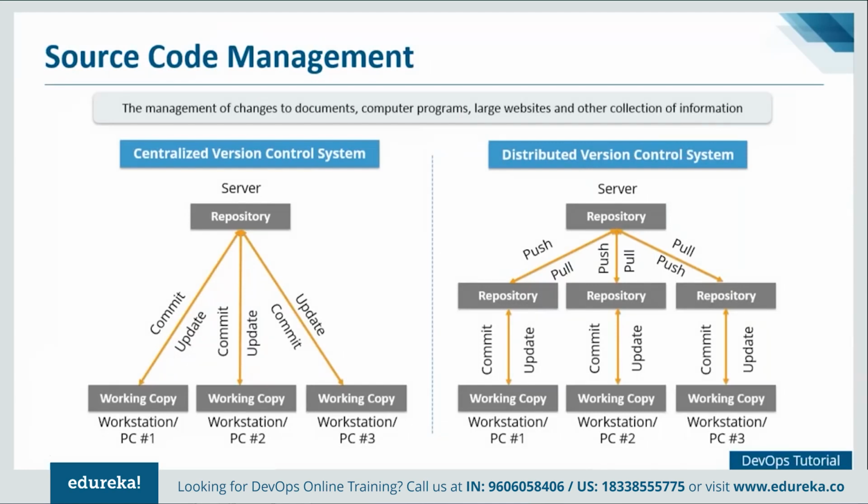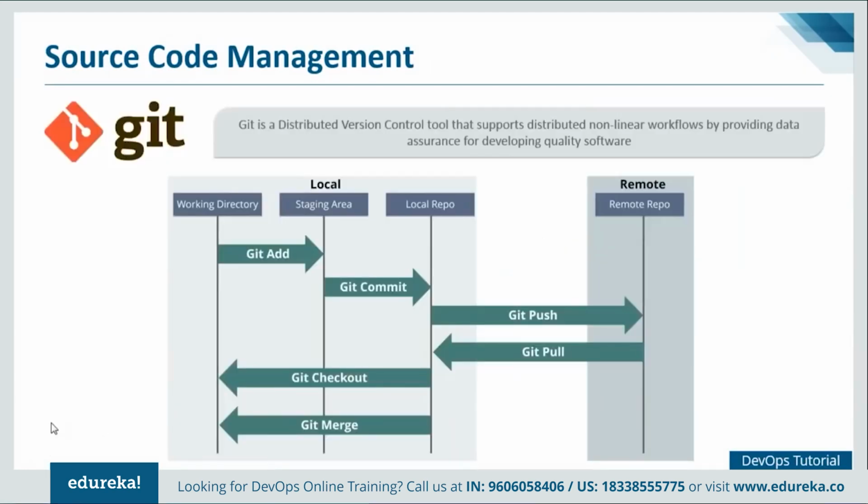For now, I'll move forward and we're going to focus on a source code management tool, a distributed version control tool that is called Git. Now, before I move forward, guys, let me make this thing clear. So when I say version control or source code management, it's one and the same thing. Let's talk about Git now. Now, Git is a distributed version control tool that supports distributed non-linear workflows by providing data assurance for developing quality software, right? So it's a pretty tough definition to follow, but it'll be easier for you to understand with the diagram that is there in front of your screen.